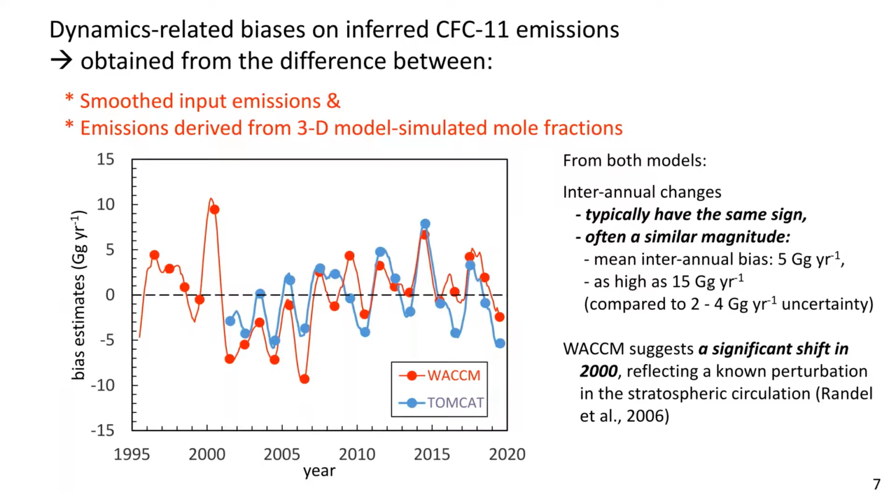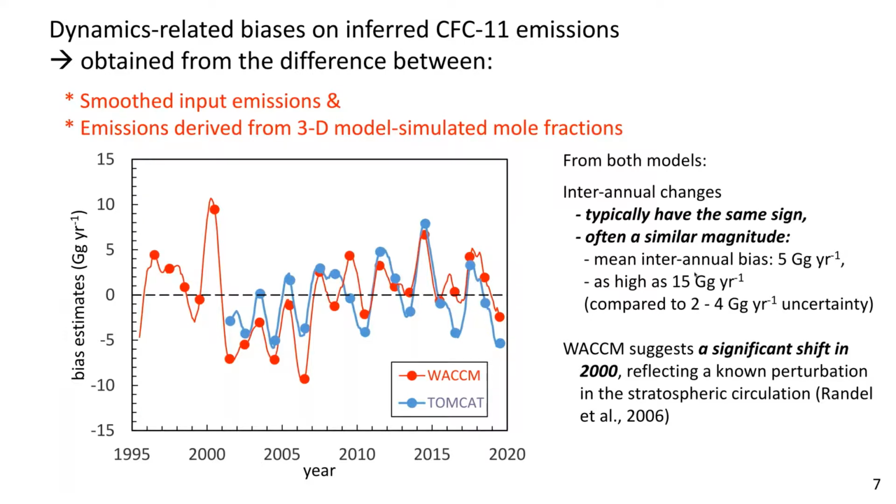This is a picture of those biases that are created in emissions, or that are calculated in emissions, based on the 3D model results. The two colors represent the biases in emissions derived from either the WACCM model in red or TOMCAT. And again, this is the difference between the emissions derived from the 3D simulated mole fractions minus the smooth emission history that went into the model as input.